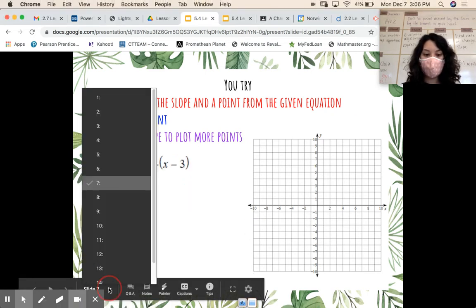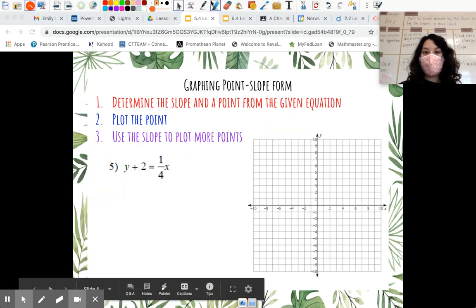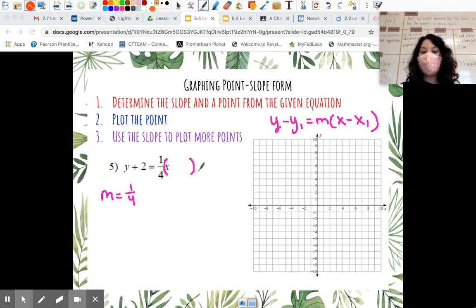Whoops, I skipped one again. All right, number 5. My slope is 1/4. Again, if you look at this equation in point slope form, there's no parentheses, so the thing that's being multiplied with the x is still going to be your slope. And think about what would have been in the parentheses here. It had to have been a 0, so that way we were able to drop the parentheses. So we've got an x value of 0, and we've got a y value of -2, not positive.